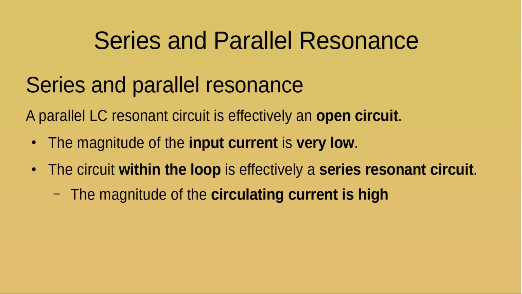So the parallel LC circuit, when it's resonant, because of the high impedance, looks like an open circuit, so there's very low current flow. However, between the inductor and capacitor, you can have very high voltages and currents circulating. And they're out of phase, so they essentially cancel one another out.